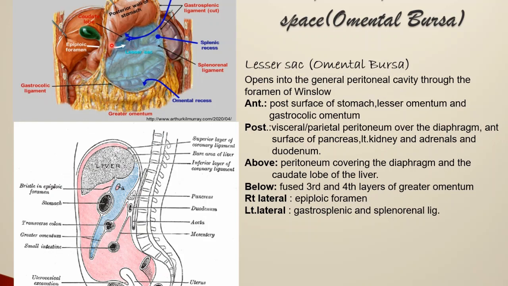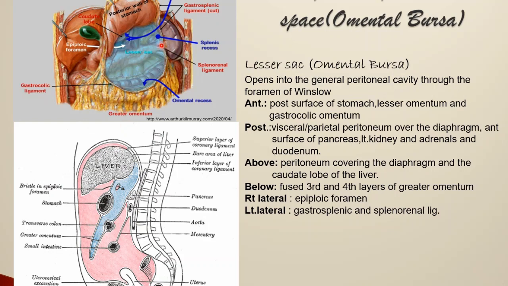So anteriorly you got what? The posterior wall of the stomach. You got the lesser omentum, and you got the gastrocolic omentum. See, this is the wall. The lesser omentum, and you got the posterior wall of the stomach, and you got the gastrocolic omentum. That's the gastrocolic omentum. And which part of the gastrocolic omentum? Layer number 1, layer number 2. Posteriorly, what do you have? Posteriorly, see, underlying what is this?